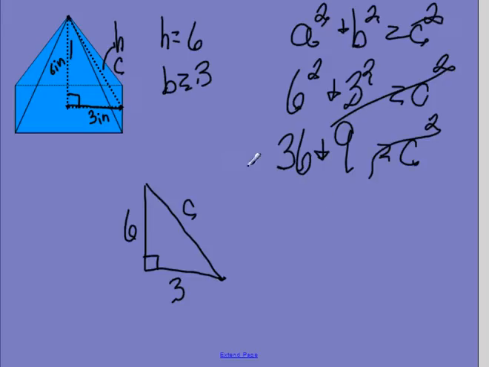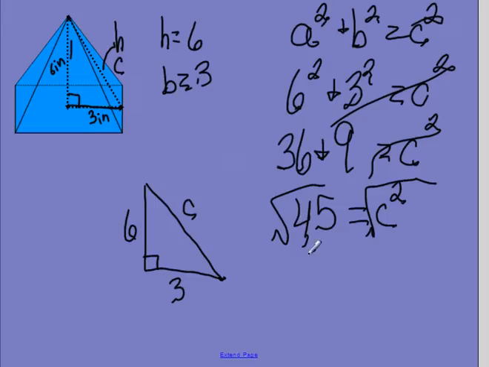Add those, oh my gosh, this pen's driving me crazy. I'm really sorry for all those extra lines. Add these together and you get 45 equals C squared. And to cancel out that exponent 2, you are going to take the square root of each side.